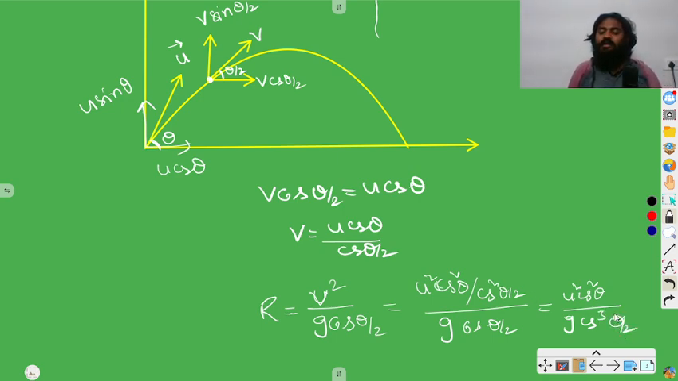Clear? Of course you can solve this further if you want. You can change the cos theta values, since cos square theta is there. You can change this into a theta by 2 equation, then it will cancel.